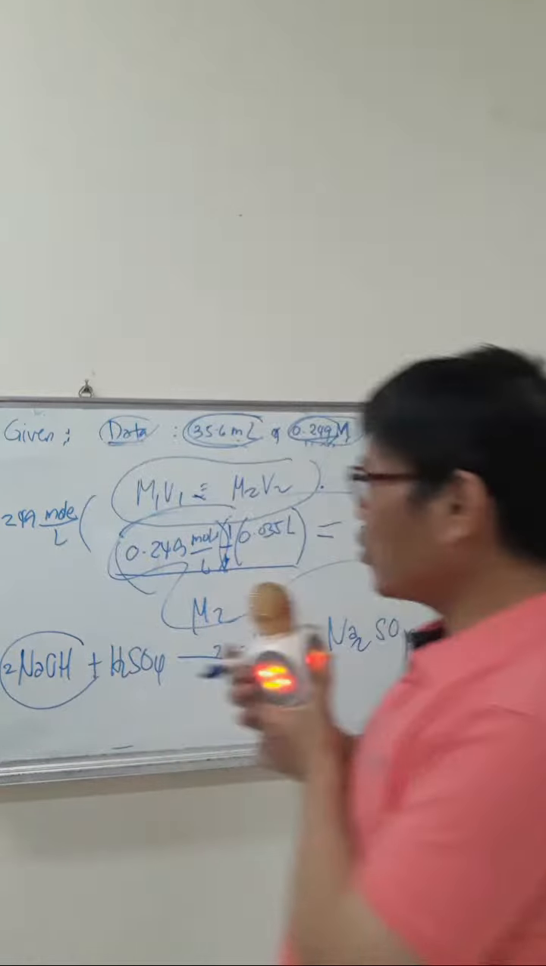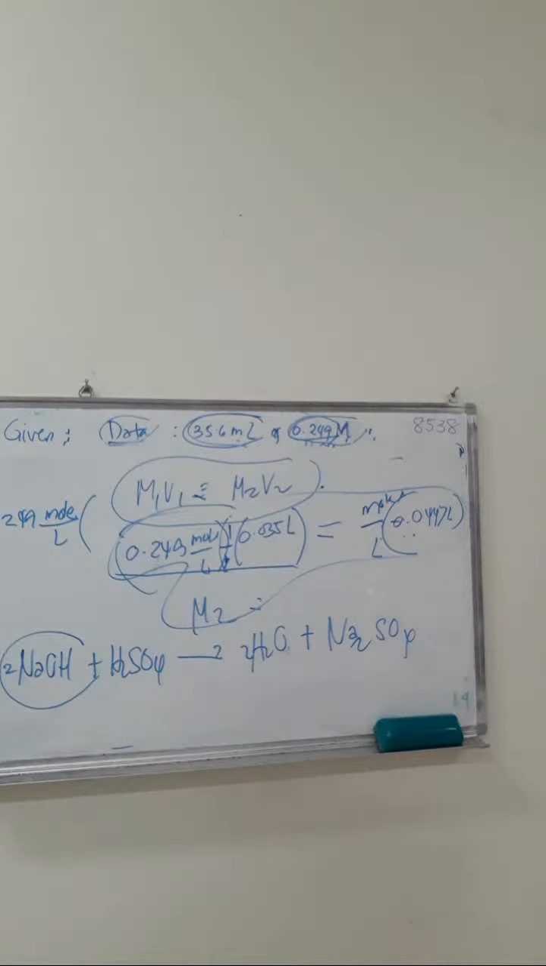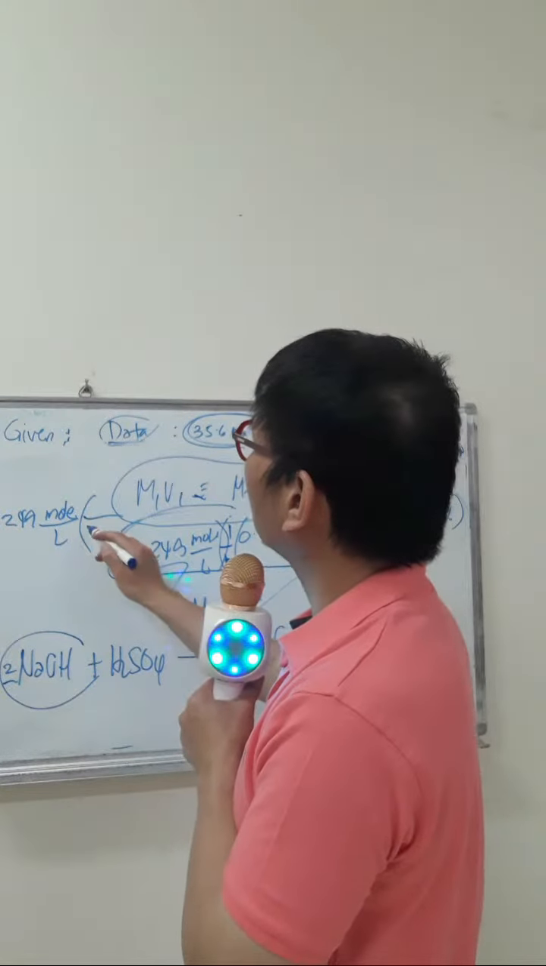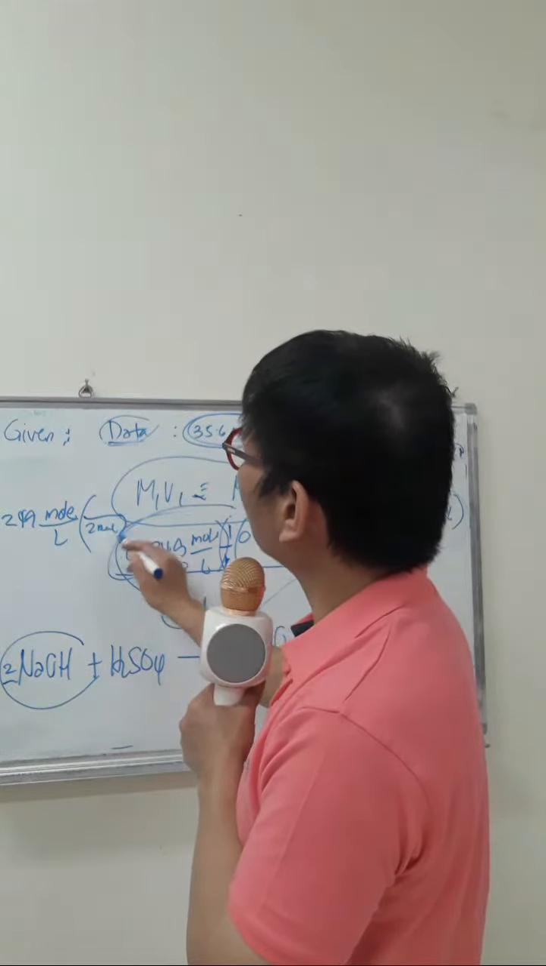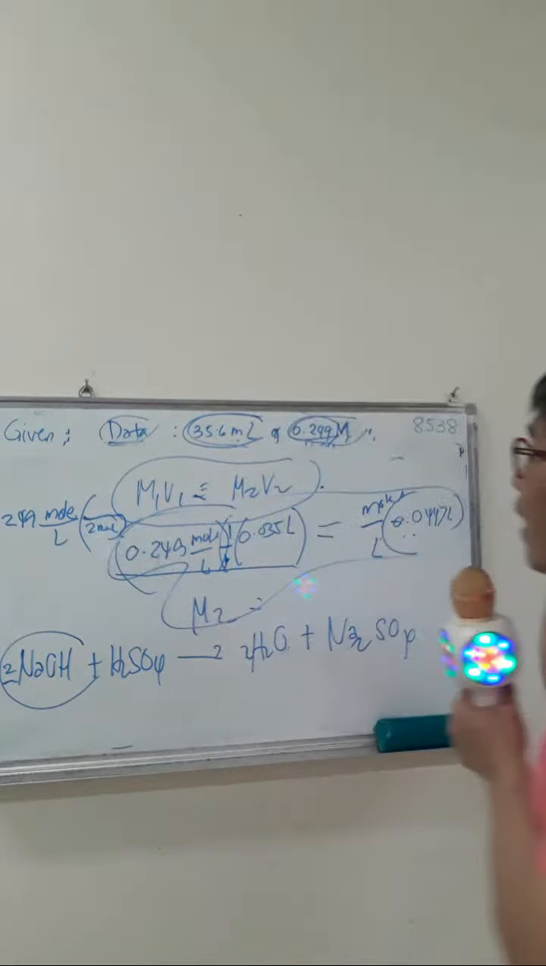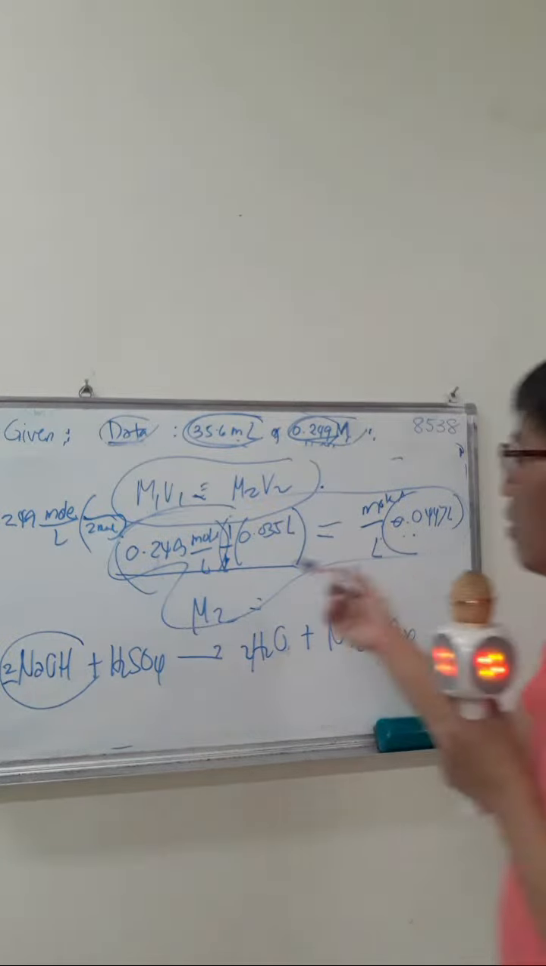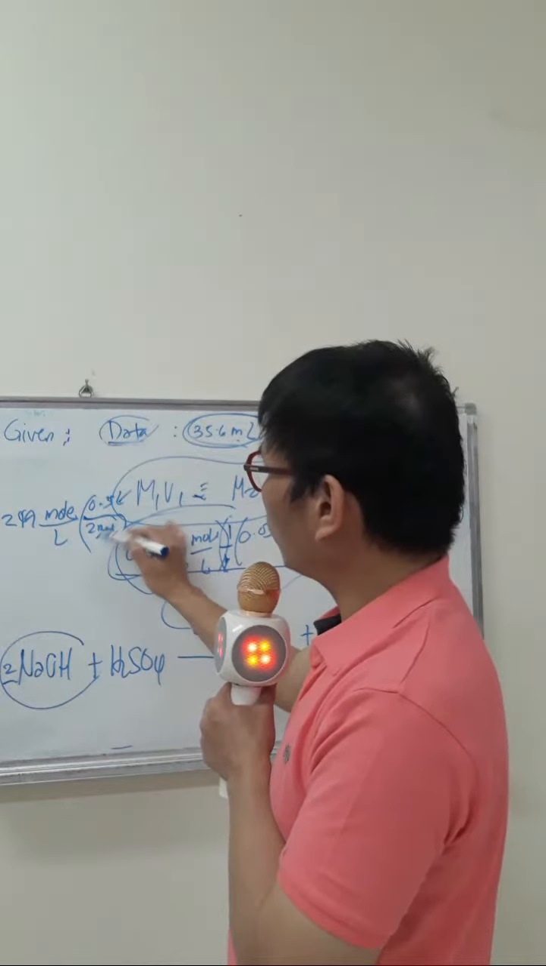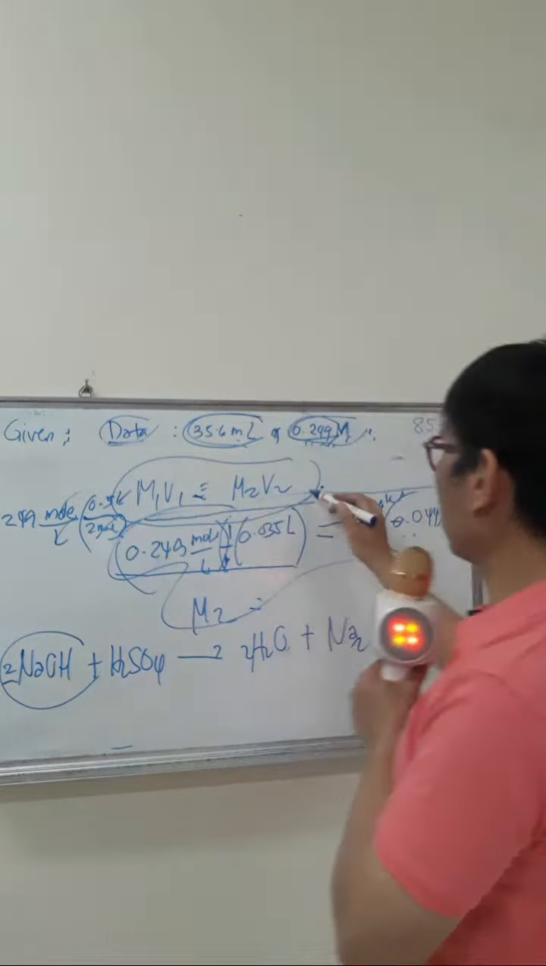Now, to cancel, multiply by the moles of sodium hydroxide here. So 2 moles of sodium hydroxide. Then the liter, we have 0.035 liter. Cancel. Now, M2.